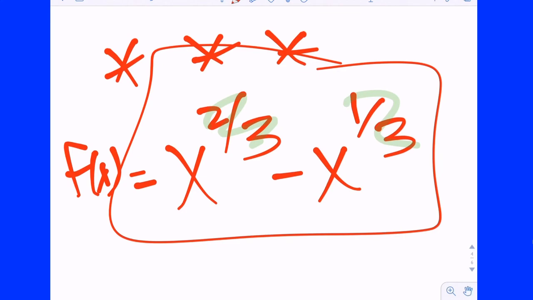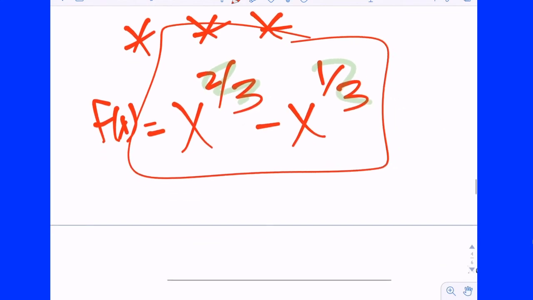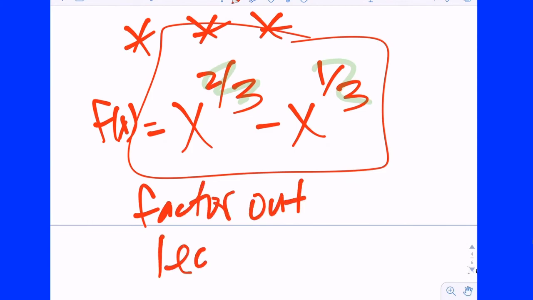And remember, when you have something like that, and we did examples like this, we got it down to a single factored, fully intact version of the derivative by factoring out least powers. That's the quickest way to get a single fraction. So make sure you know how to do that. Factor out least powers. That's for fractional powers.